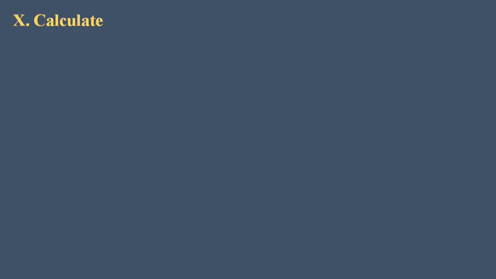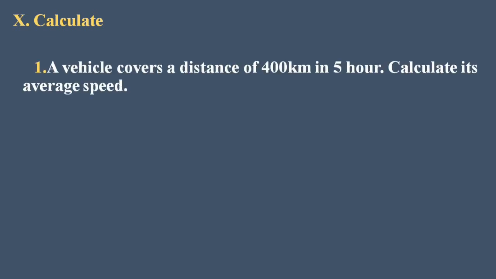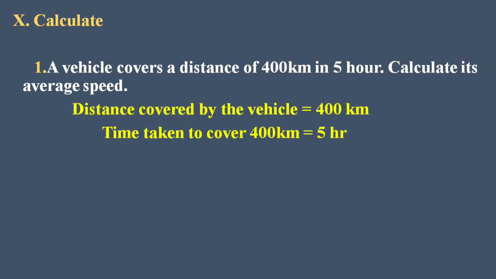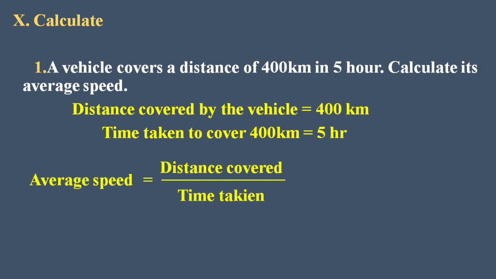Calculate. We have to calculate this question. A vehicle covers a distance of 400 km in 5 hours. Calculate its average speed. We know that the formula of average speed is distance covered divided by time taken. So what is the distance covered here? Distance covered is 400 km, divided by time taken, which is 5 hours. So when we divide 400 km by 5 hours, we get 80 km per hour. Okay, next see the 11th Roman letter.